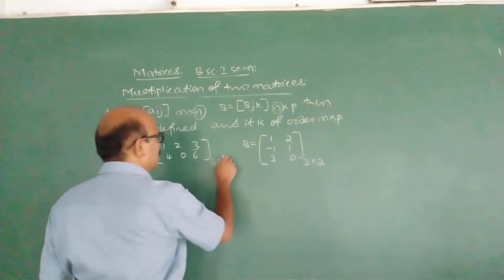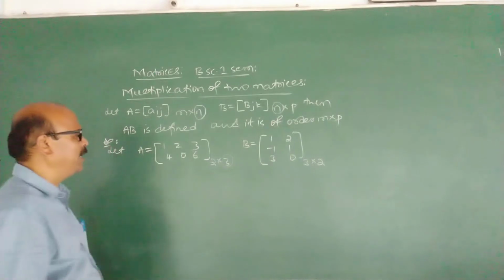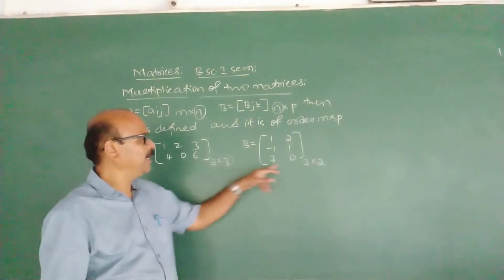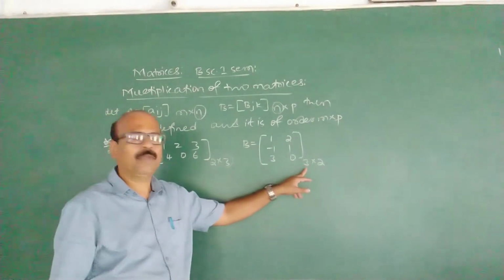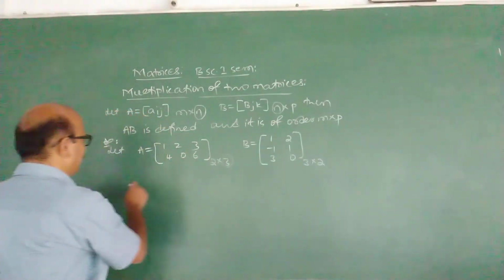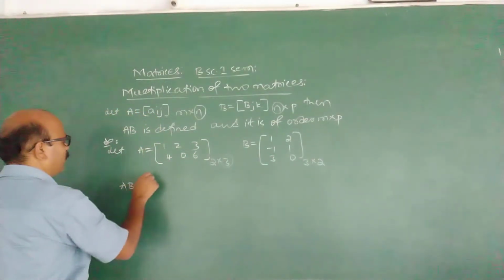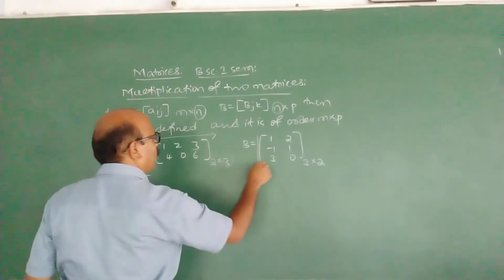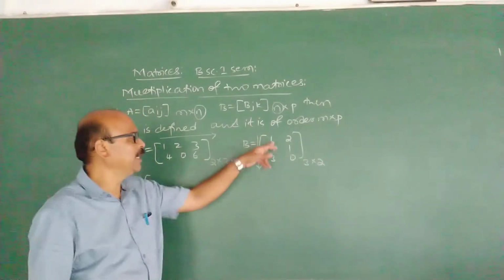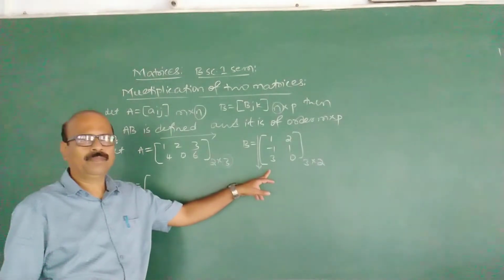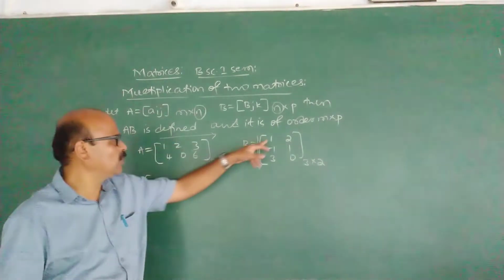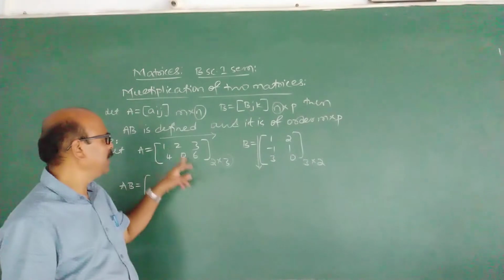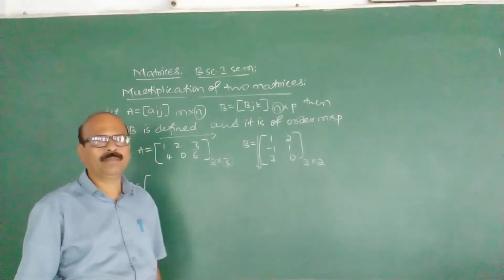Now, see here, we have to find AB. The number of columns of A is the same as the number of rows of B. Therefore, A into B is defined. And how is AB defined? That is important. We have to take the sum of the product of the rows with the corresponding column. First element is first row, first column. Second element is first row, second column.